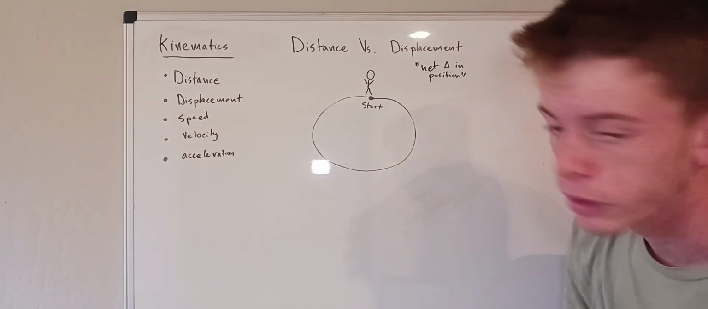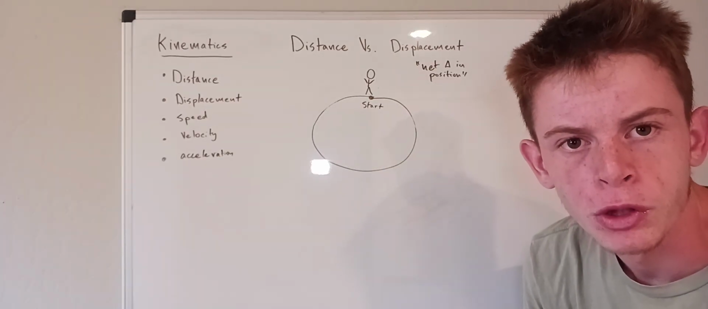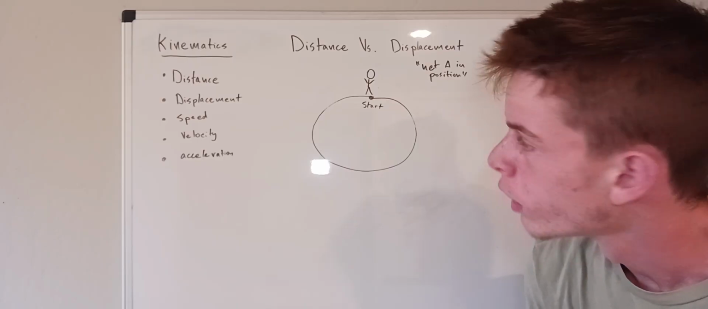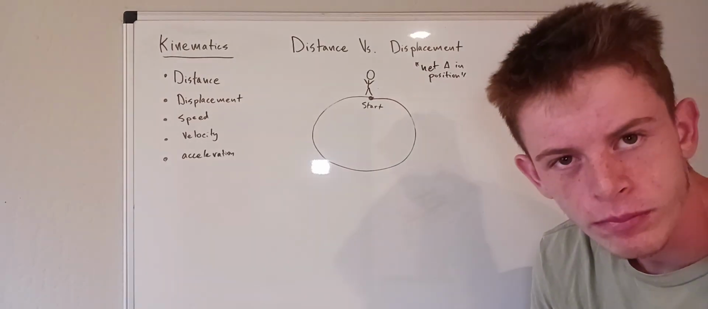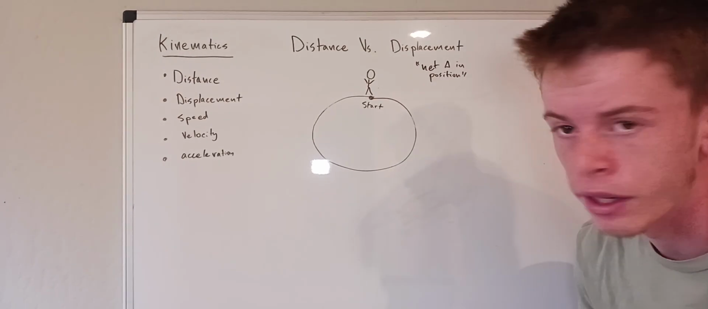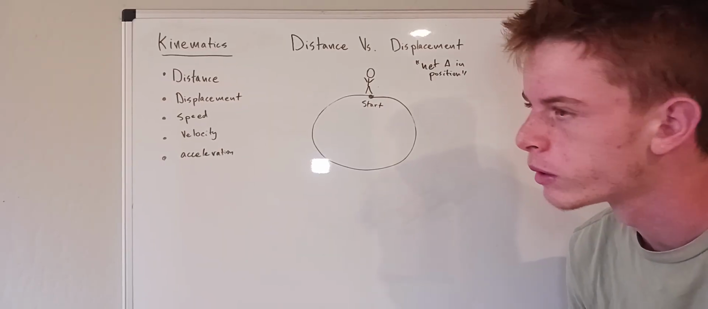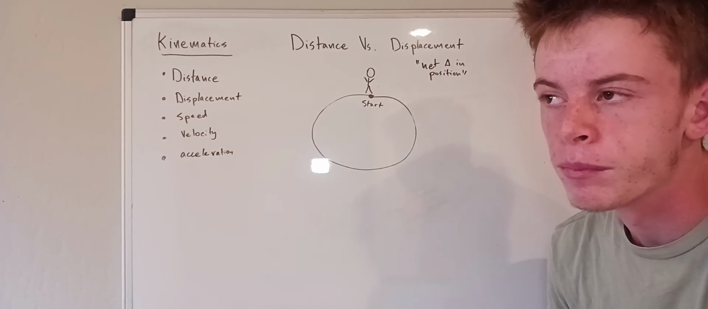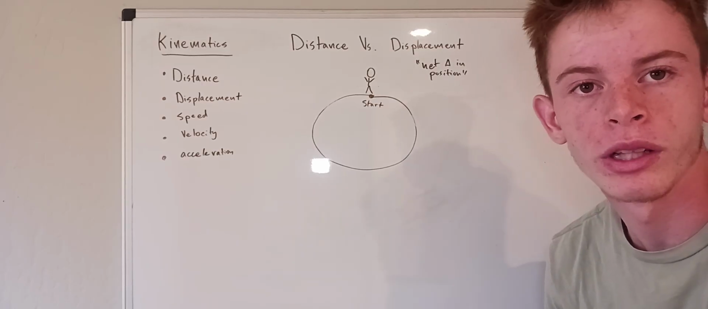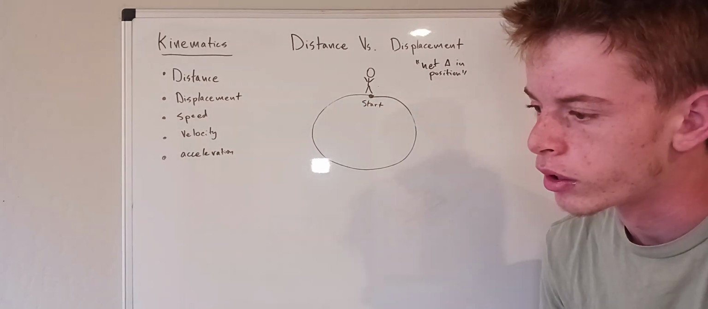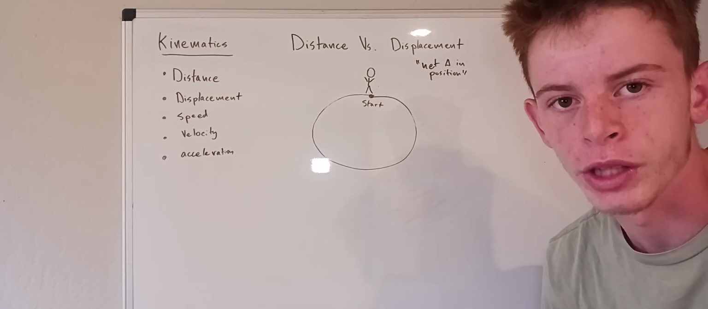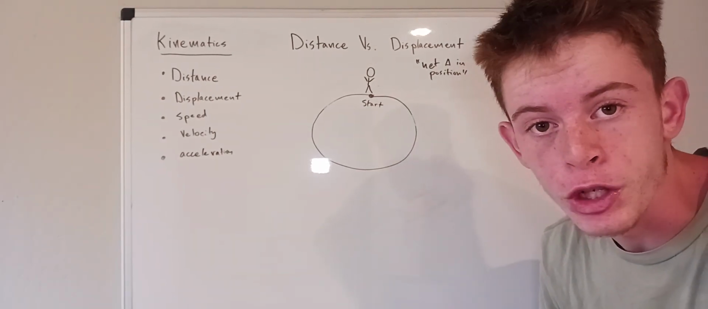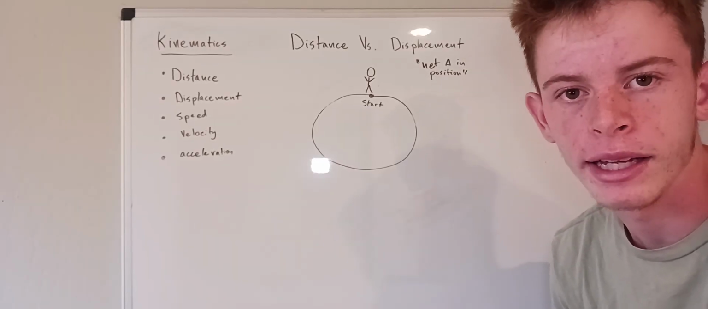Distance versus displacement. So what's the difference between distance and displacement? A lot of people don't know. Today, a lot of people think of it as the same thing and use the terms interchangeably, but that's not totally accurate. So distance is the amount of ground that you covered, the amount of position that you covered. And displacement is the net change in position. So what exactly does this mean?